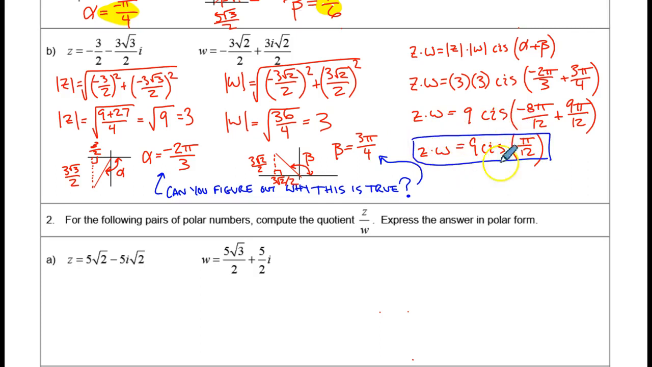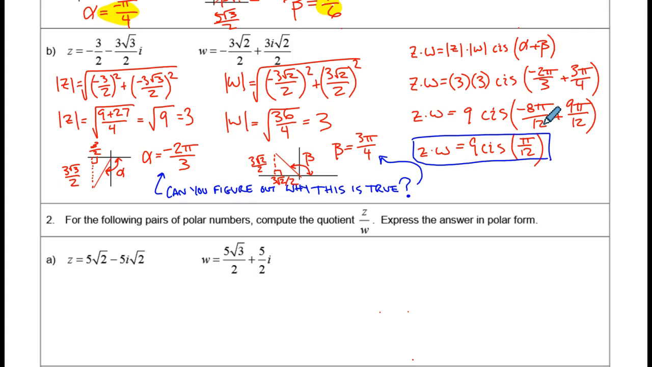Wow, folks, that was a lot of work for one answer that's just really not all that appealing, is it? We came up with 9 CIS of pi over 12, and that's it. One thing I'd like to comment on here: in my notes, I'm going to post a solution where I used a little different approach. Instead of calling alpha negative 2 pi over 3, I called it 4 pi over 3, which doesn't make it the principal argument because it's bigger than pi, but it's still an argument of the complex number z. The problem with that is when I added the angles in here, I ended up getting something that was too big to be a principal argument, and I had to reduce it. But the final answer is still the same. This approach is actually a little more efficient.